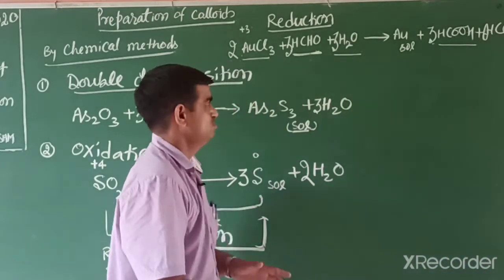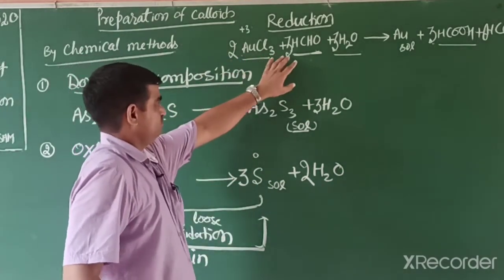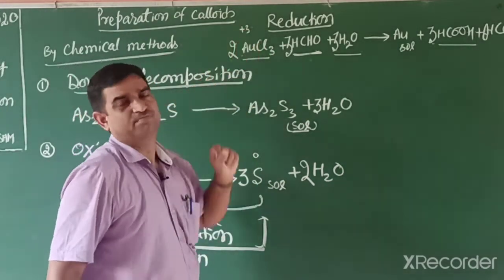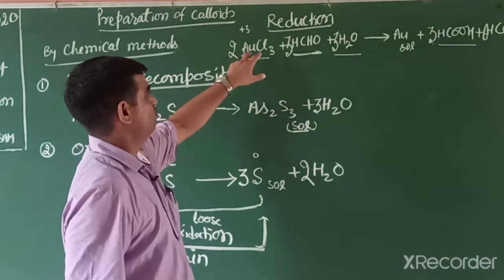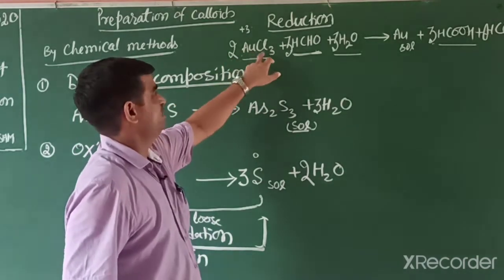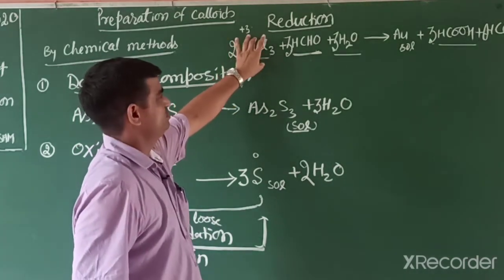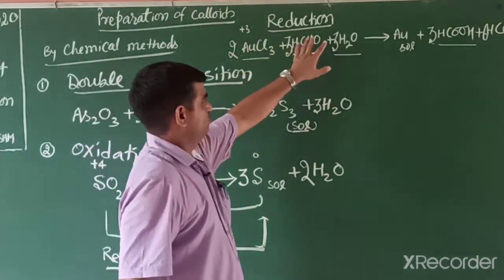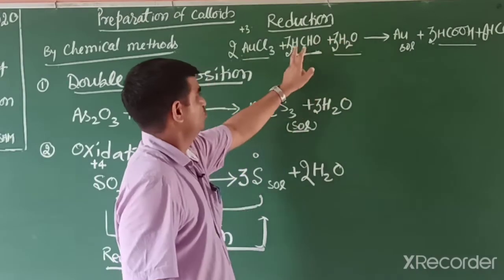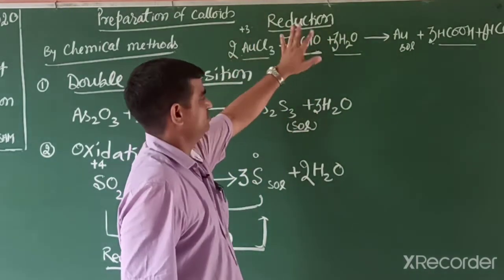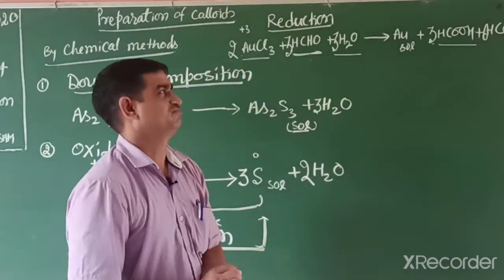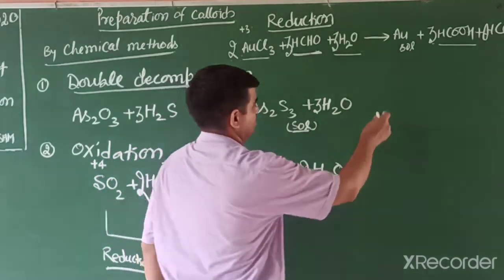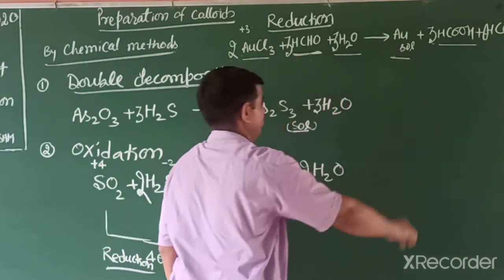Students, how can we remember this reaction? Because the gold is gold chloride, auric chloride, gold is reduced in this reaction, and there is +3, and there is 1 new oxygen, so 2 times 3 is 6 and 2 times 3 is 6. Overall oxidation number we can find. In this way we can prepare gold sol.